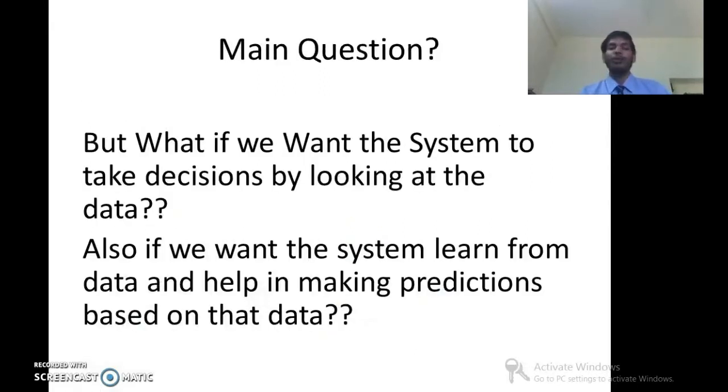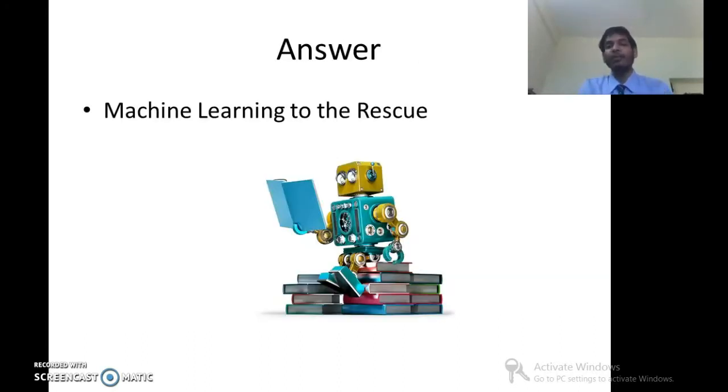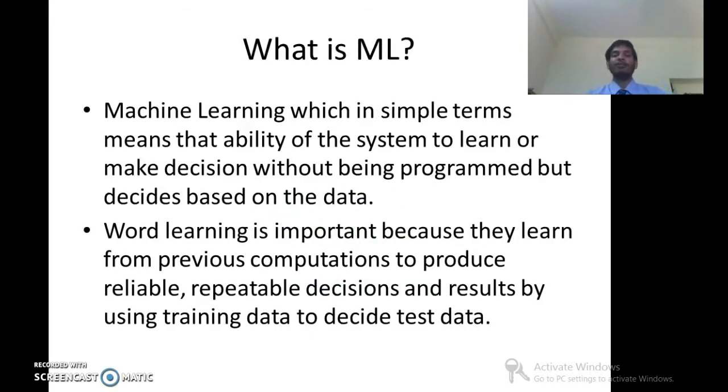But what if we want our system to look into the data, to make decisions accordingly, or to make predictions accordingly in the way that humans cannot actually hard code them? Now that's the point where machine learning comes to the rescue. In simpler terms, machine learning could be explained as the ability of a system to learn or to make decisions without actually programming them, but it takes decisions based on the data.